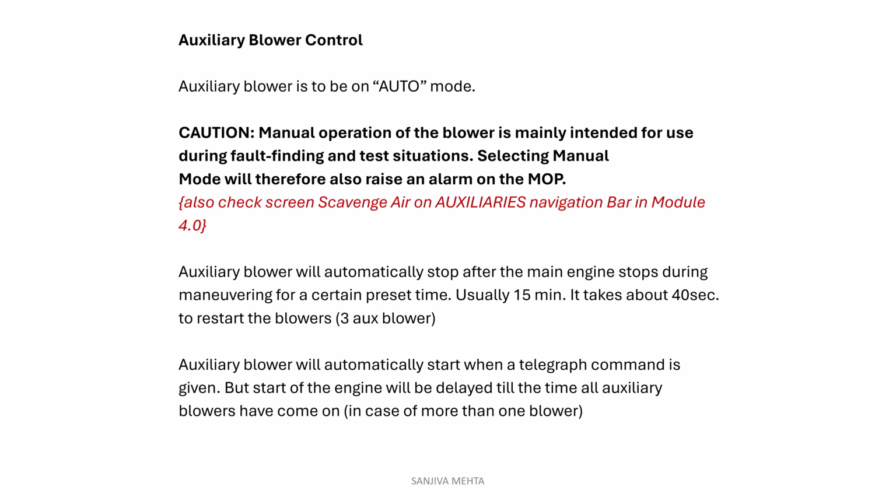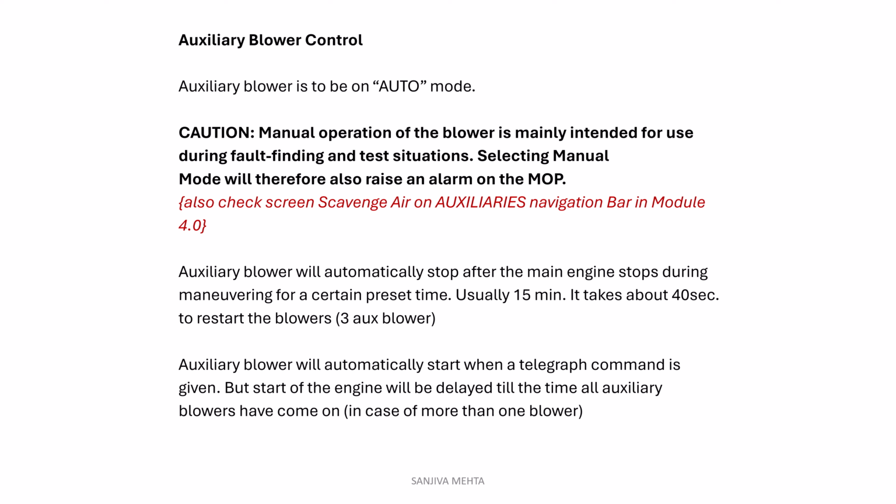Manual operation of the auxiliary blower is mainly intended for use during fault finding and test situations. So normally do not keep auxiliary blowers on manual mode. You always keep on auto mode. You can keep it on manual mode, but selecting manual mode will always raise an alarm in the MOP. So if you know you have put it on manual and the alarm has come, accept it.